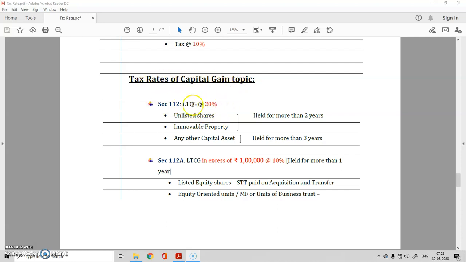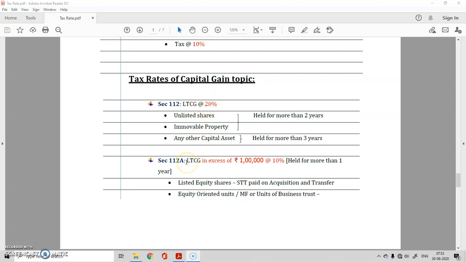Section 112 is for LTCG at the rate of 20%. It applies to any nature of capital asset, that is, unlisted shares, immovable property or any other capital asset. If unlisted shares or immovable property is held for more than 2 years and any other capital asset is held for more than 3 years, then if it is sold, it would be treated as a long-term capital asset and long-term capital gain is levied at the rate of 20%.